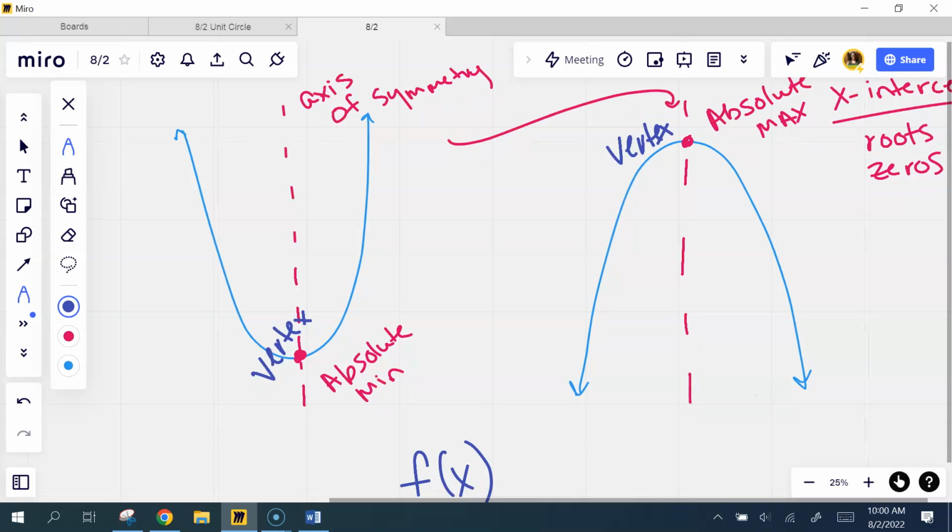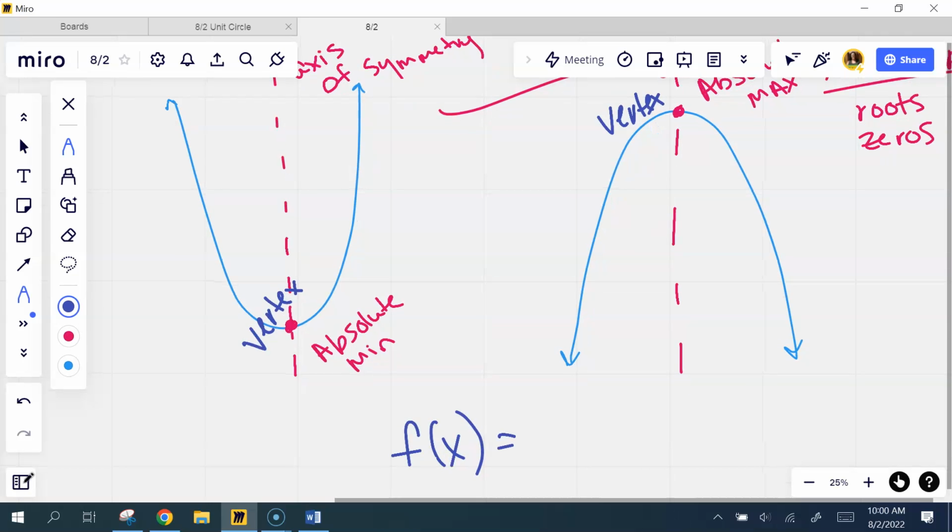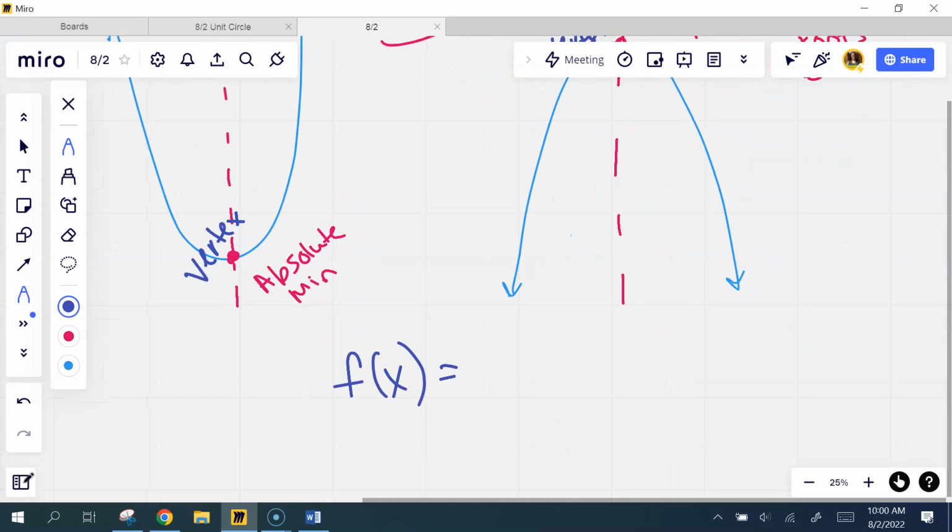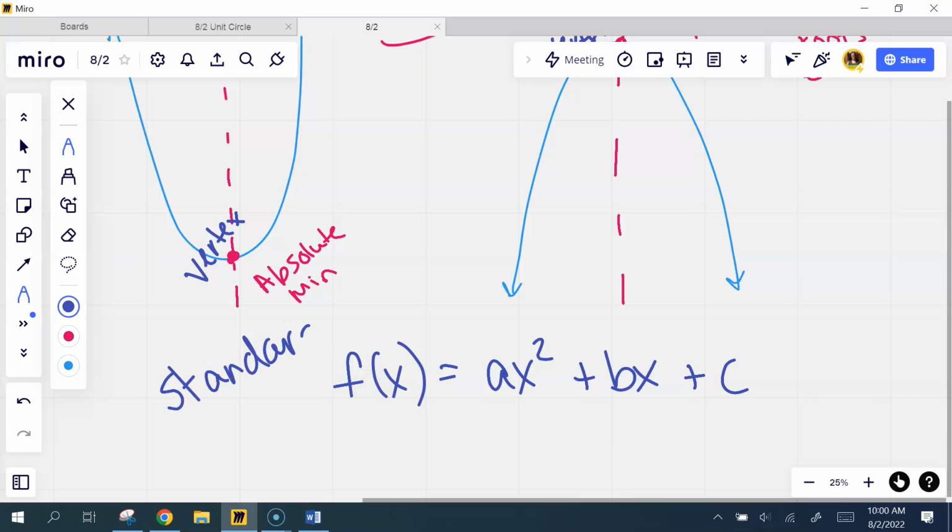So I'm going to call it f of x. And this is what we call standard form. Yeah, you got to say it like that. This is standard form. All right, what form is this? Standard form, thank you.